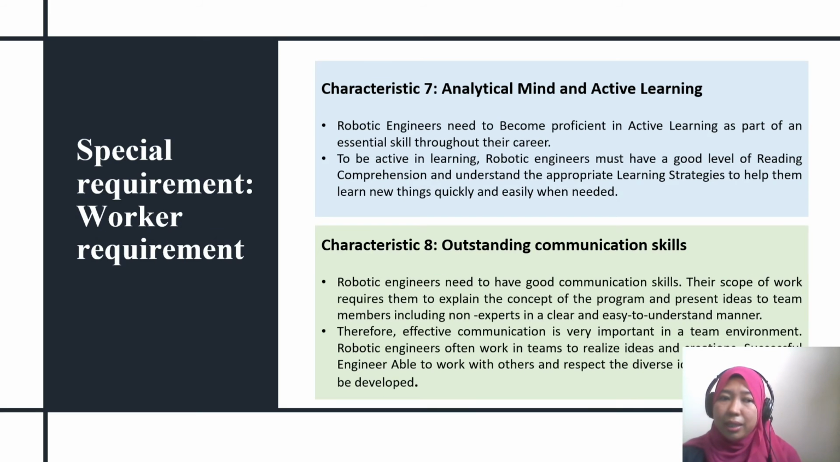The next special requirement is worker requirement. The seventh characteristic is analytical mind and active learning. Robotic engineers need to become proficient in active learning as an essential skill throughout their career. The next characteristic is outstanding communication skills. Robotic engineers need to have good communication. Their scope of work requires them to explain the concept of the program and to present ideas to team members, including non-experts, in a clear and easy to understand manner.